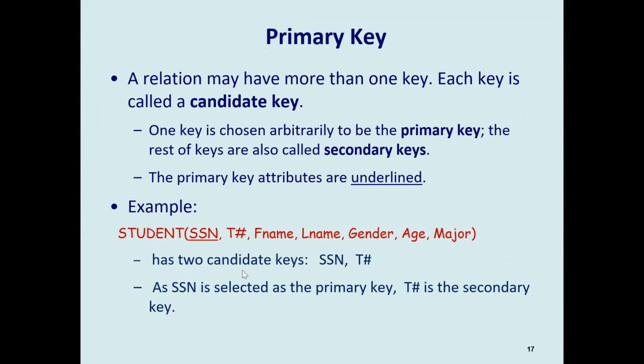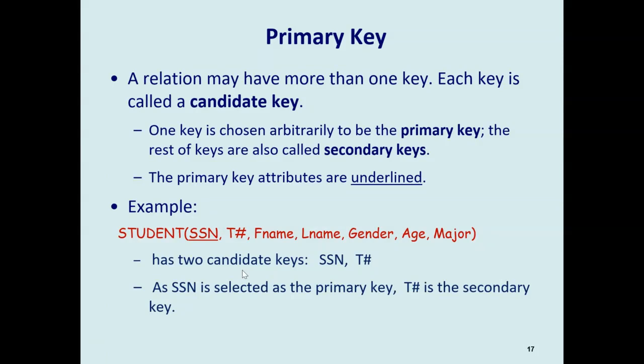Once we have a key specified in a relation, we also need to pick one as the primary key. If a relation schema has only one key, then that key is also the primary key. You don't have any other options. But if a relation schema has more than one key, like 2 keys or 3 keys, then you have the freedom to pick one of them and designate it as the primary key. You understand me? In the relation schema, you only underline the primary key. You don't need to underline the other keys.